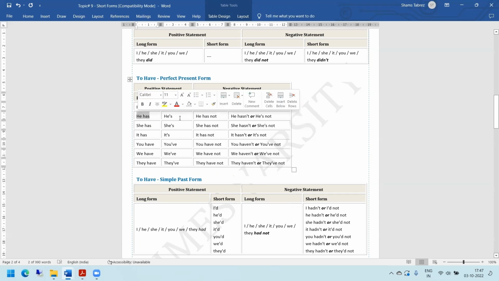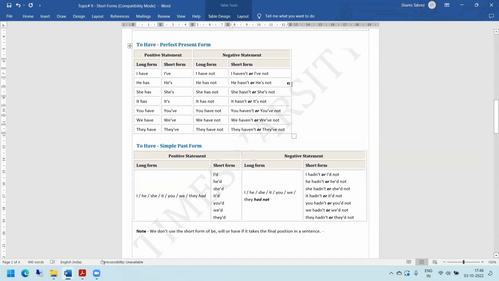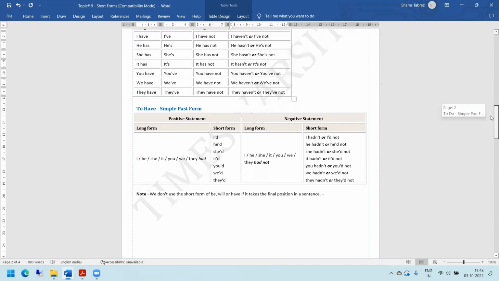So he has, you can see, this is the short form for have, and if we add negative to it, not, then the short form of have not is haven't, or you can write also this one. Similarly, has not, hasn't, like this. Okay, so these are the perfect present forms or short forms which we can use for affirmative and negative sentences.